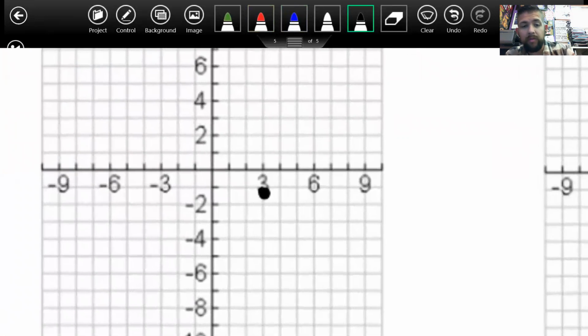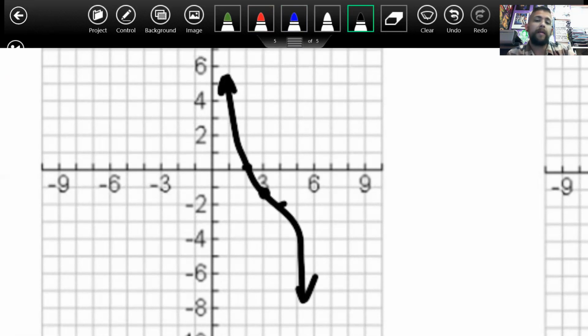Our a is negative 1, so I'll be going over 1, down 1, back 1, down 1. Because it is a negative function, we are going down like that. So it's going to look something like that.